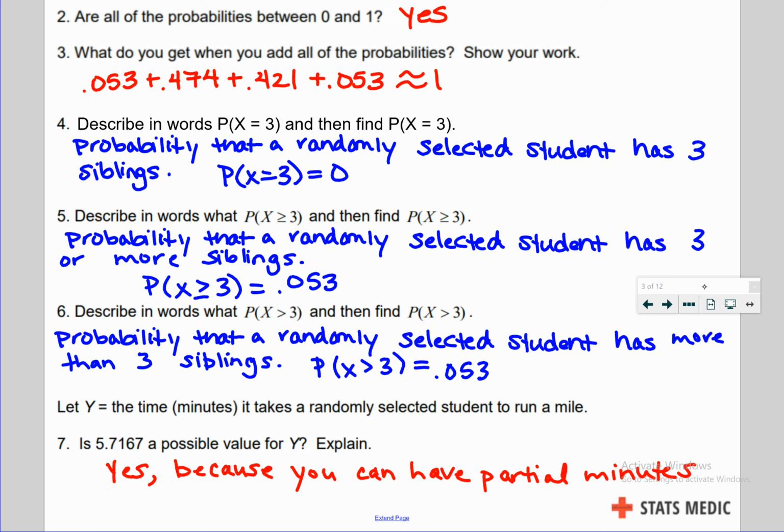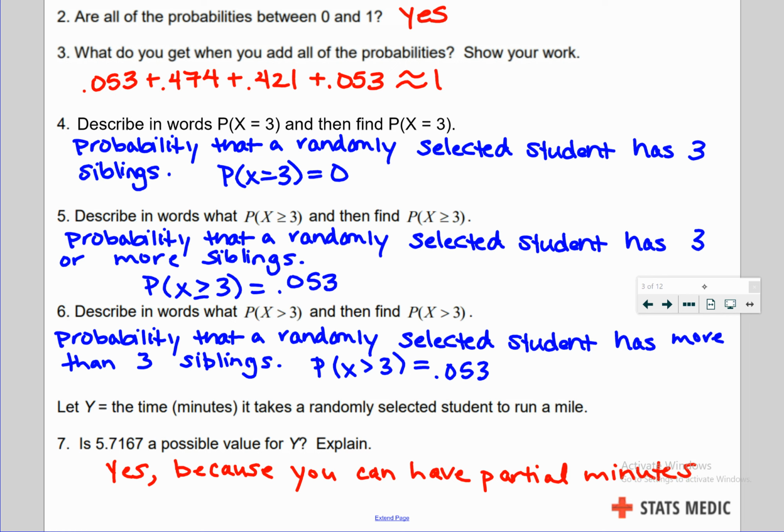Number 7 at the bottom. If y is minutes that somebody runs a mile, is 5.7167 a possible value? Yes, if we are including partial minutes, which we possibly could. Usually when somebody runs a mile, we include seconds or whatever as well. Okay. Any questions on the front?